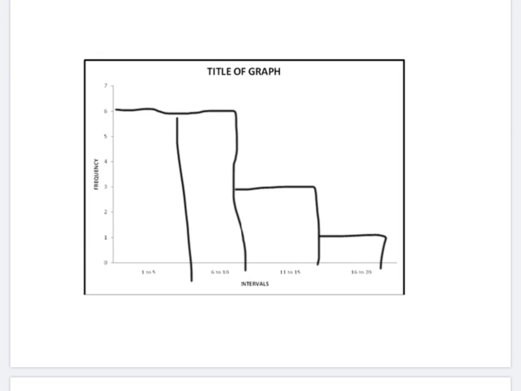If I do not have any values in an interval, if my value is 0, then I would just leave that section blank and then draw my next bar touching the blank one.